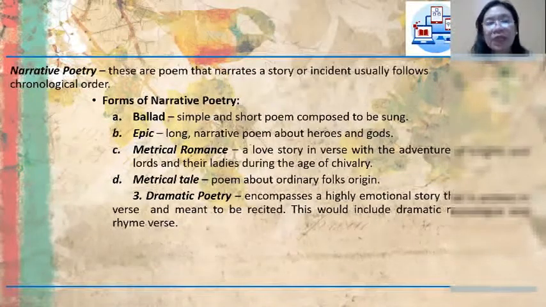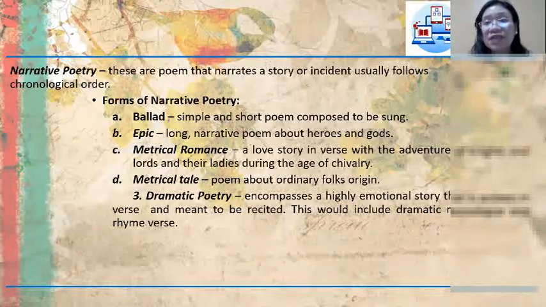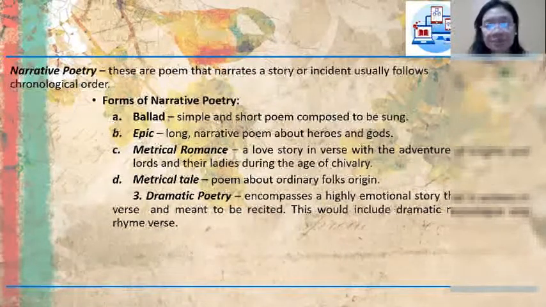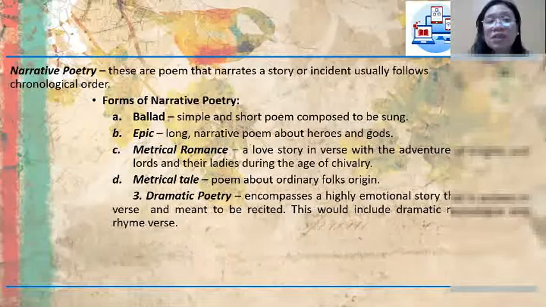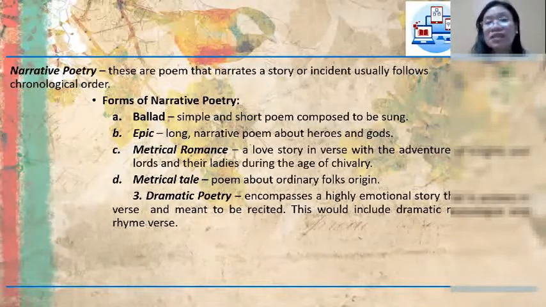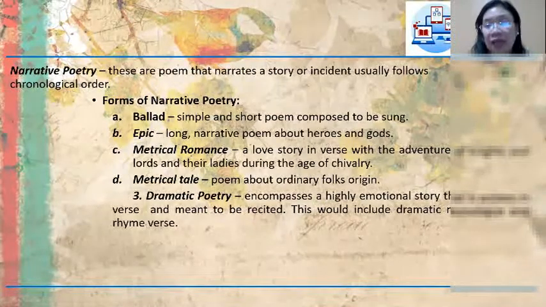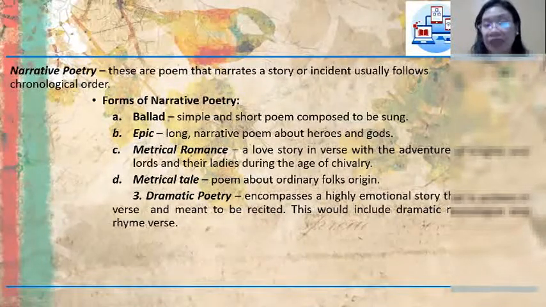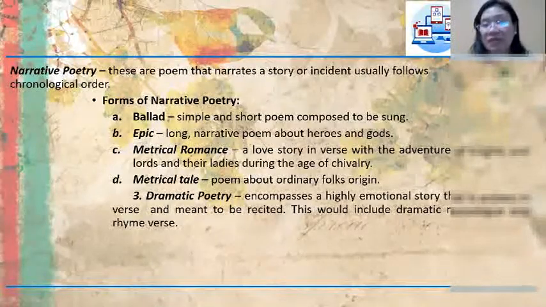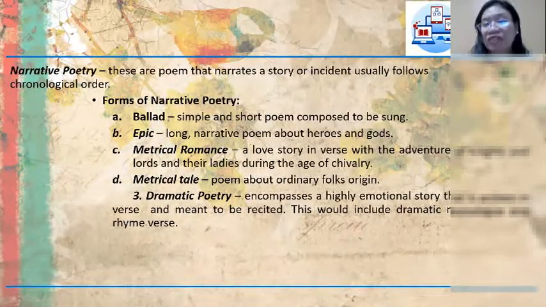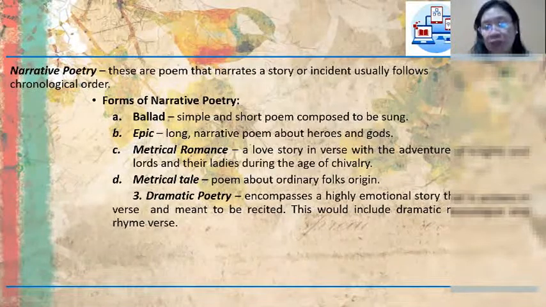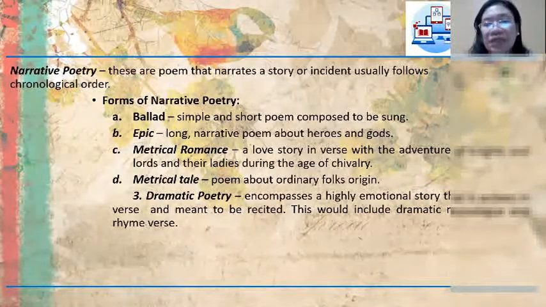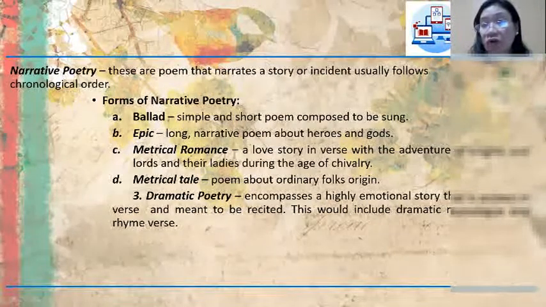And then narrative poetry, again, these are poems that narrate a story or incident which follows chronological order or proper sequencing of events. Now, for narrative poetry, we have ballad. It is a simple and short poem composed to be sung. Okay, and then epic. Epic, it is a long narrative poem about heroes and gods. And then metrical romance. It is a love story in verse with the adventure of knights and lords and their ladies during the age of chivalry. And then we have the metrical tale. It is a poem about ordinary folk's origin.